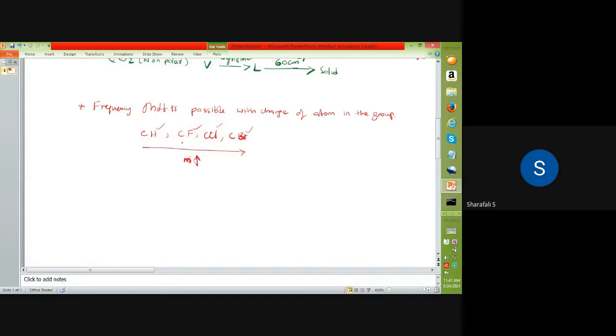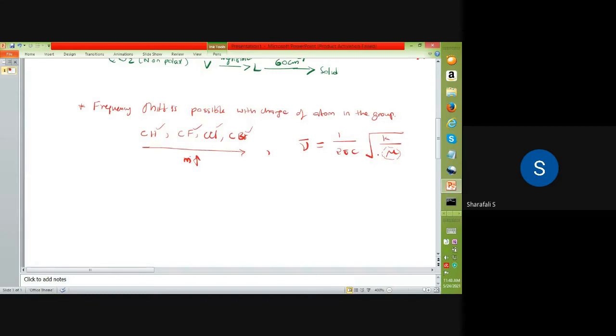Mass is getting increased while moving from hydrogen to bromine. In that case, you have a higher mass for the entire molecule. If you consider the wave number equation, mu bar equals 1 by 2 pi c root k by mu. Since mu is in the denominator, when you have a larger mass, you will have a smaller wave number.